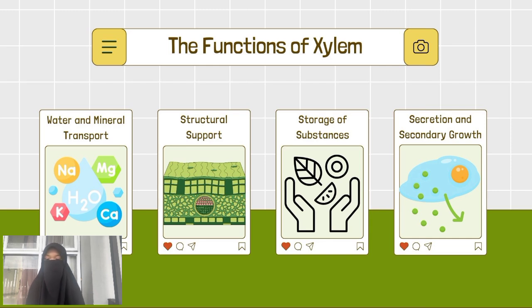And for the last, secretion and secondary growth. Secondary xylem, derived from the vascular cambium, plays a role in secondary growth, increasing the diameter of stems and roots. Additionally, some plants have secretory channels within the xylem that produce and store substances like resin or sap, which serve as protection against pests or infection.